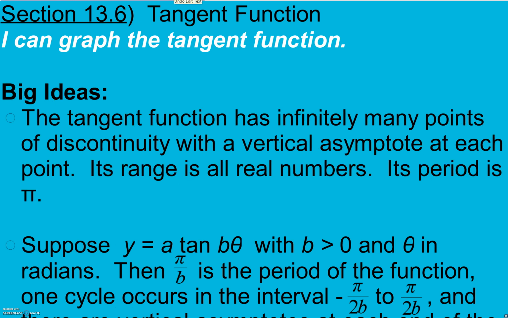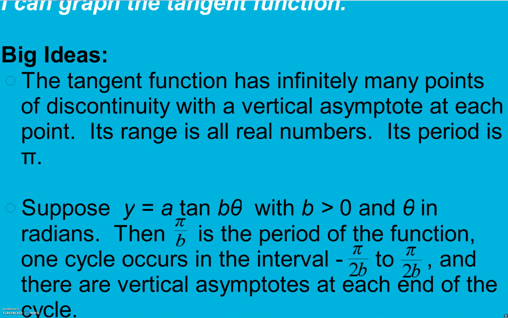It's not a continuous line. Something happens. There's a hole. There's an asymptote. We can't have a value there. It means there's some value not in our domain.